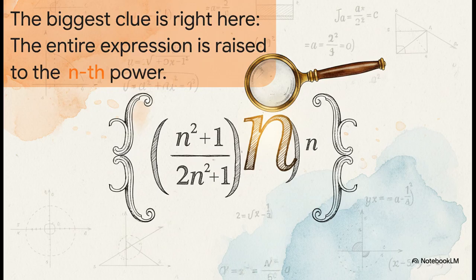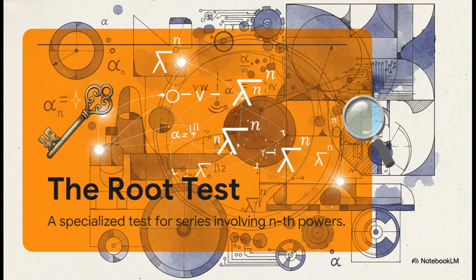Well, believe it or not, the biggest clue is staring us right in the face. You see that little n up there in the exponent? That's everything. Anytime you see a series where the main chunk of it is just some expression raised to the nth power, it's like the problem itself is handing you a key, a very specific key. And yeah, that key has a name. And that key is the root test.